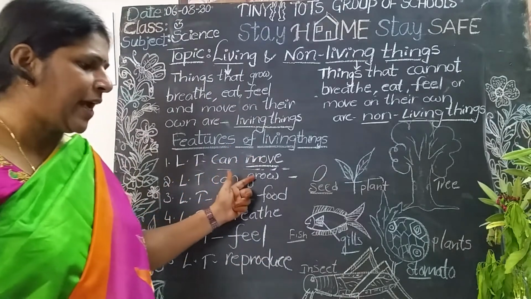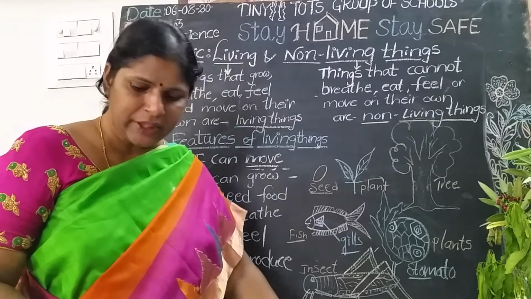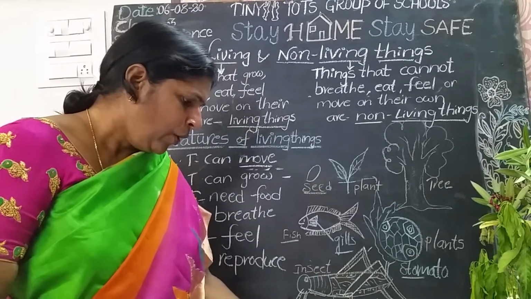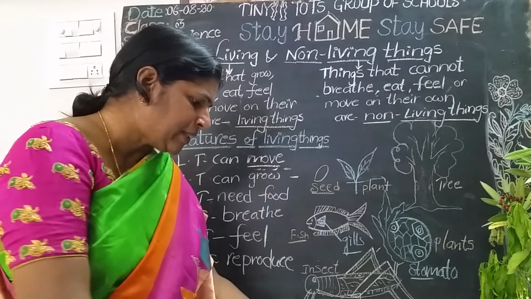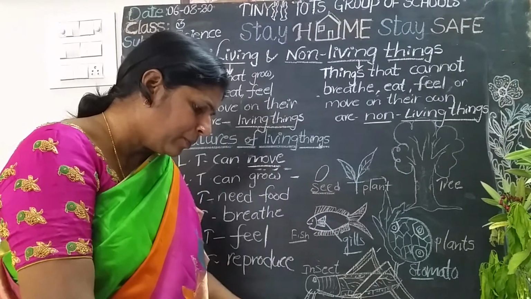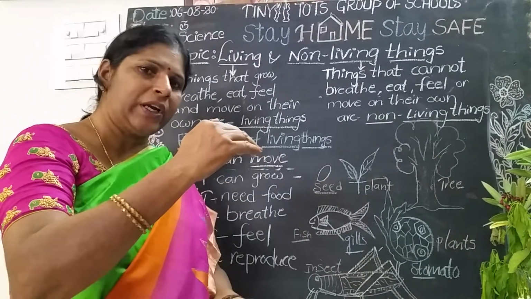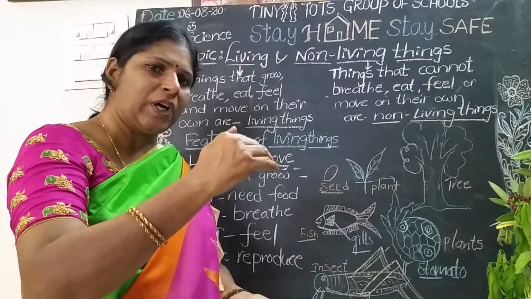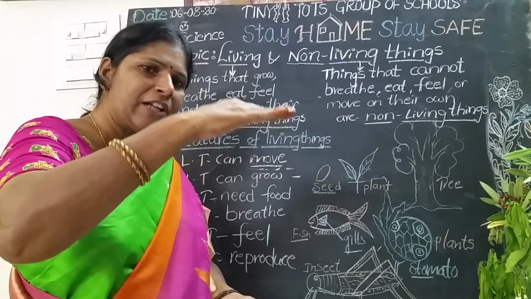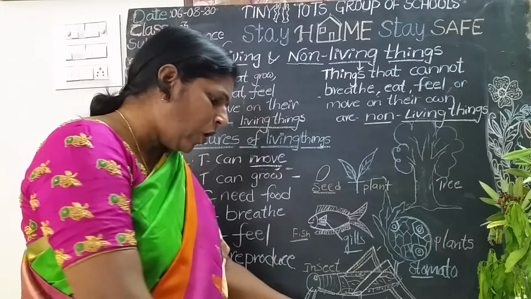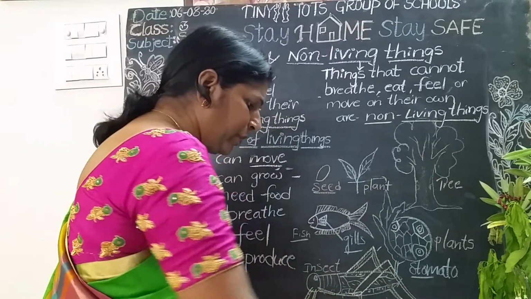All living things can move from one place to another. All living things can grow. I will show some pictures. All living organisms grow with time. Grow means, when you were in LKG, you were a small kid. Now you have come to third class. Your height has also increased like your brother and sister. So all plants and animals grow with time.